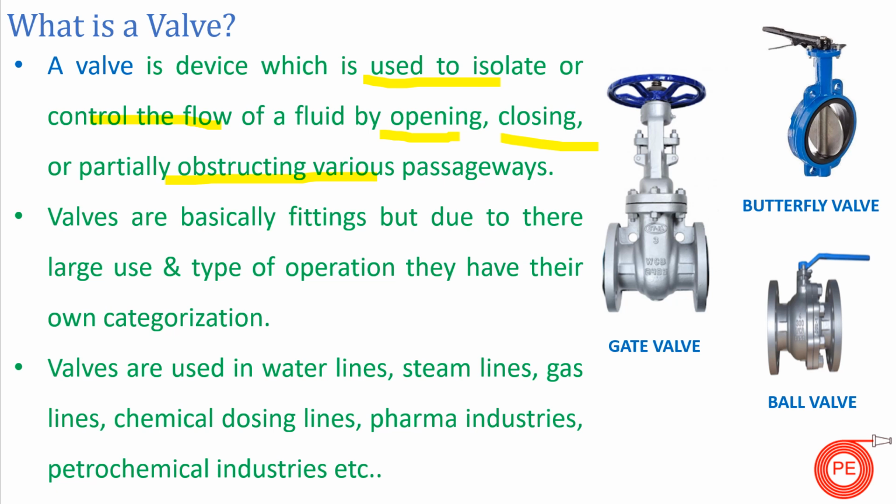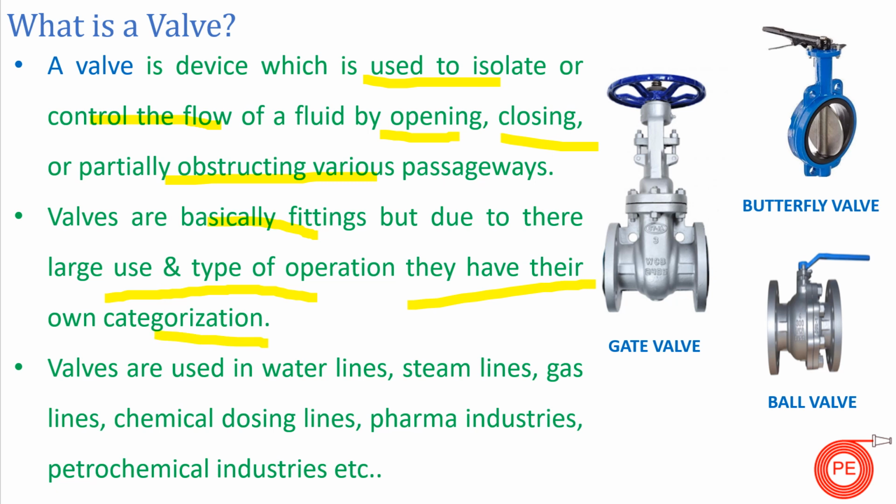So basically a valve is a fitting which is used to control the flow, to isolate the flow or to control the flow direction. Valve is used in each and every industry and it is an integral part of the piping system. So valves are basically fittings, but due to their large size and large use and type of operation, they have their own categorization.